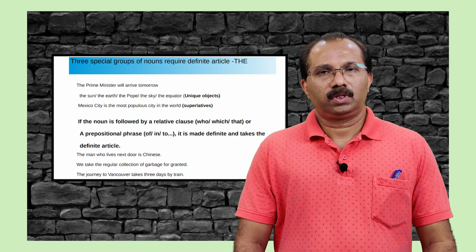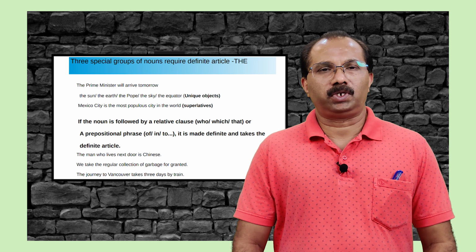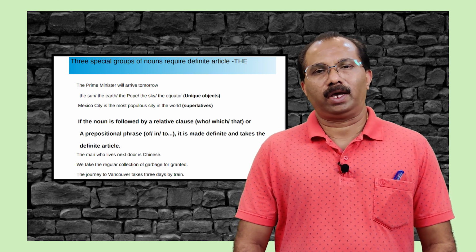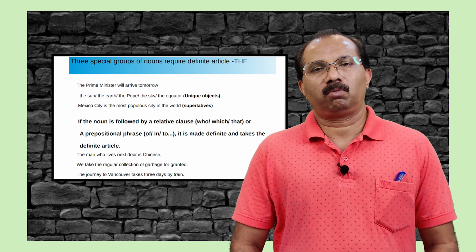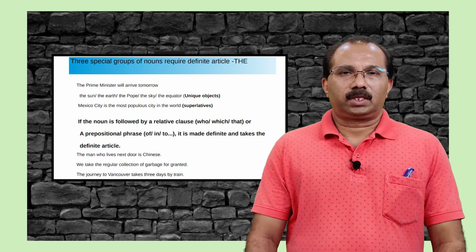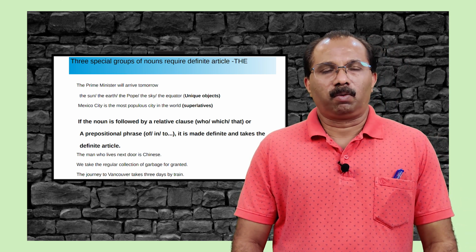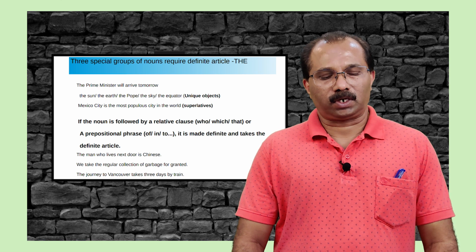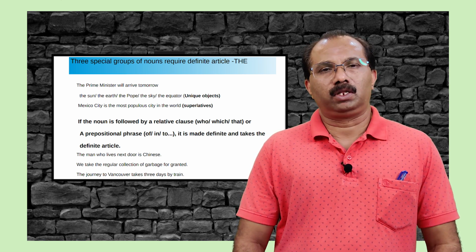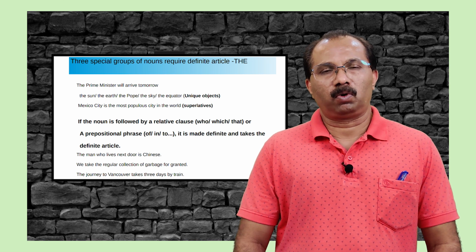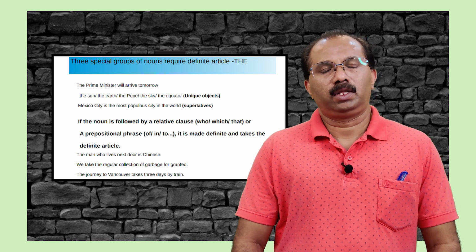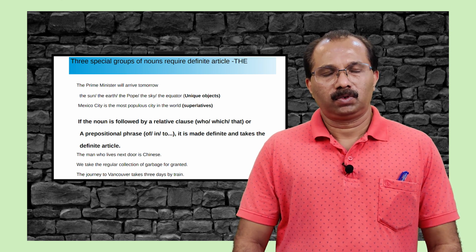The second case is unique objects: the sun, the earth, the sky, the pole, the equator, etc. When we are referring to unique objects, the article the is used. The third area is before superlatives. For example, Mexico City is the most populous city in the world. The most populous city. So before superlatives we use the definite article the.